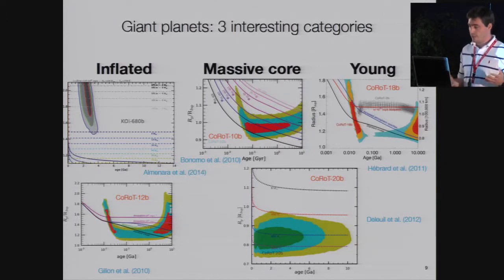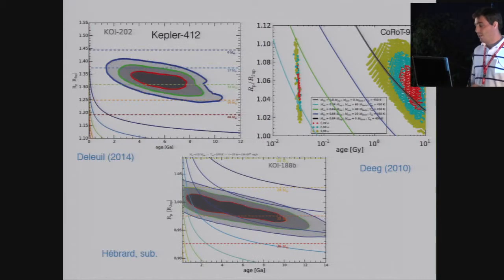You need a lot of dissipation, unphysical. And CoRoT18, which is similar to CoRoT2, actually has some different kind of problems. So these are the three interesting categories that I found in the giant planets. But of course, there are some planets that have been observed that are not that tricky.